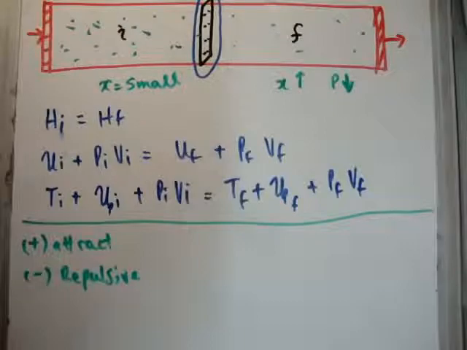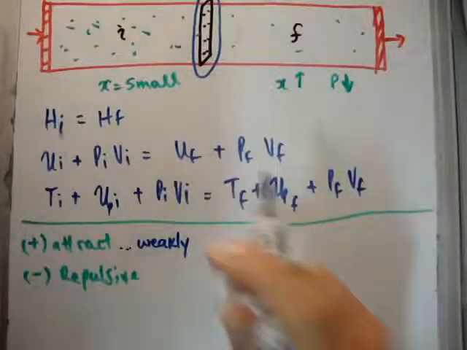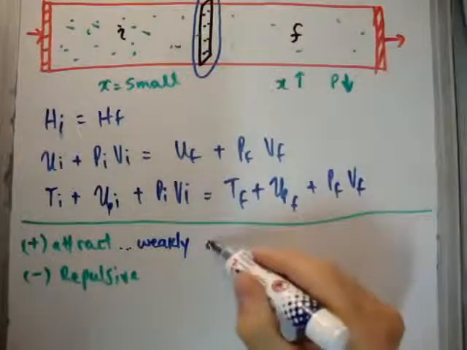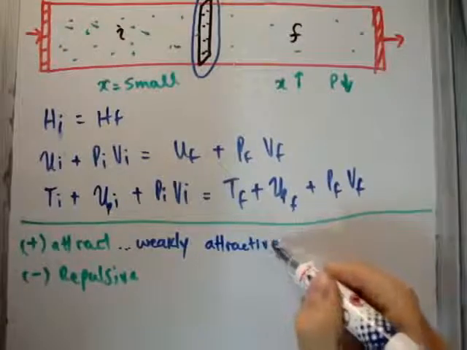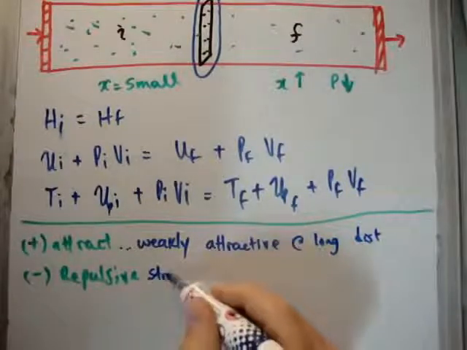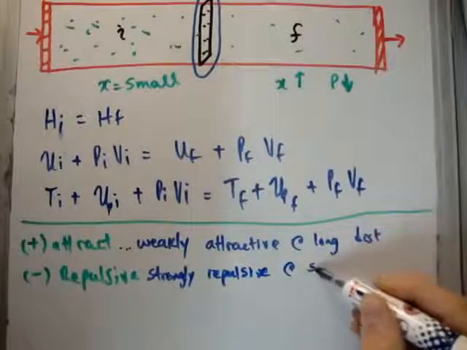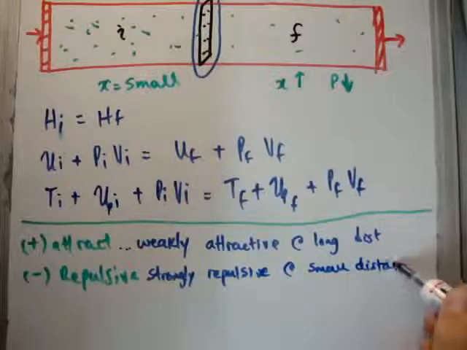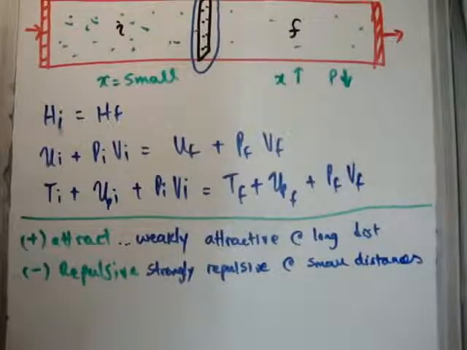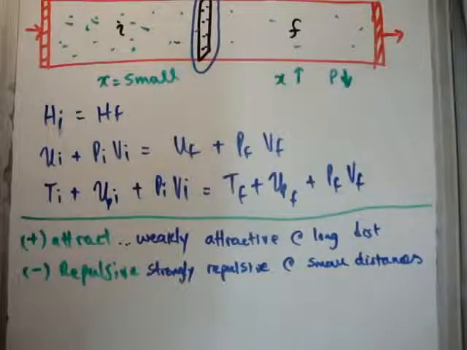Under most conditions, the attractive forces dominate. The attractive forces are weakly attractive at long distances, and the repulsive ones are strongly repulsive at small distances. We know that. So usually the potential energy term dominates, and this is the attractive part. Usually the potential energy term is negative.